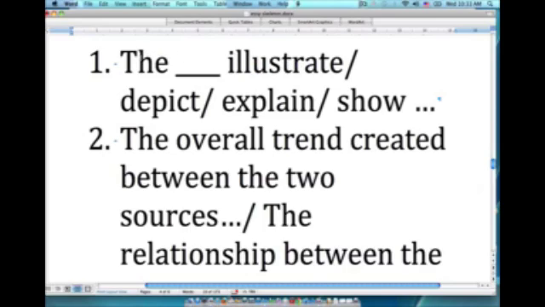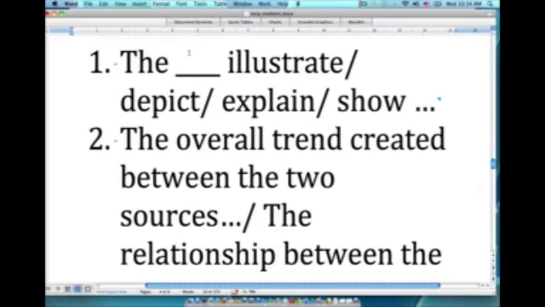Now, in the first sentence, we want to give a very broad background as to what kind of data we are being shown. Is it a graph? Is it a diagram? Is it a chart? Is it a table? What kind of information is being shown to us?